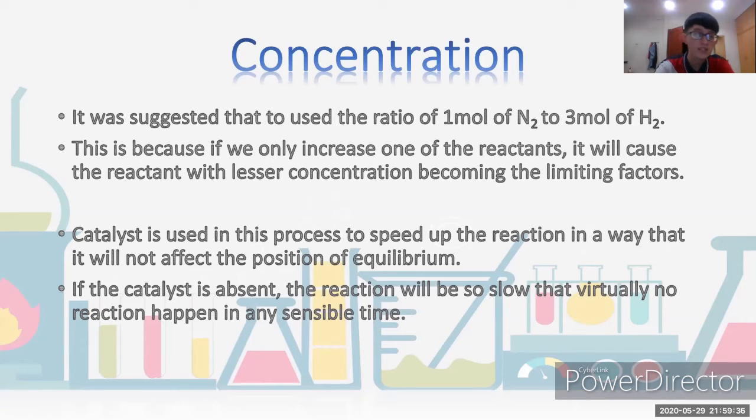Moreover, the catalyst is used in this process to speed up the reaction in a way that it will not affect the position of equilibrium. If the catalyst is absent in the Haber process, the reaction will be so slow that virtually no reaction will happen in any sensible time.